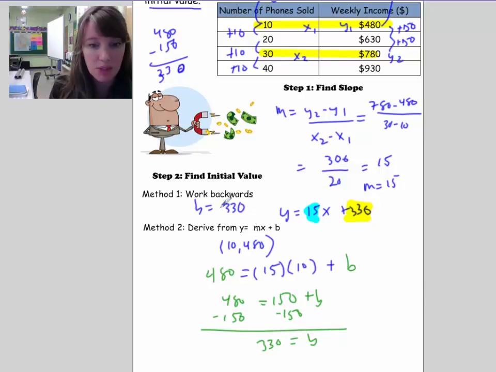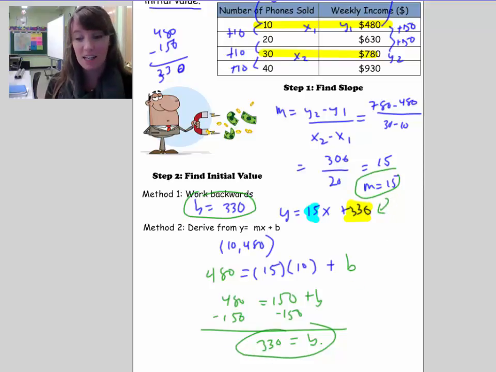And from here, I would have taken the y-intercept, which is the same as what we got here, and the slope, and put it into this formula. Okay, and that's the end of the lesson for today.